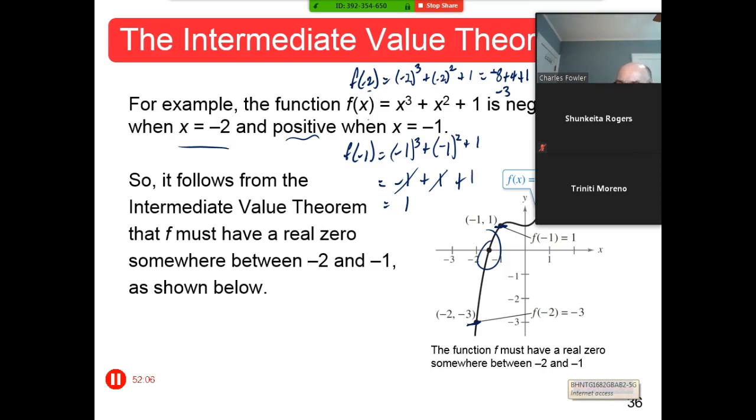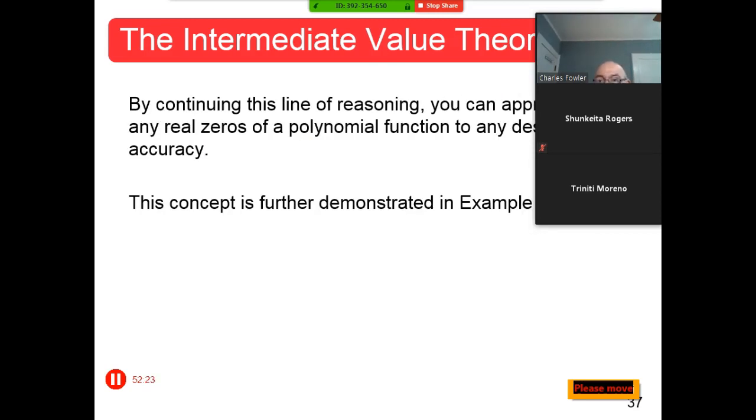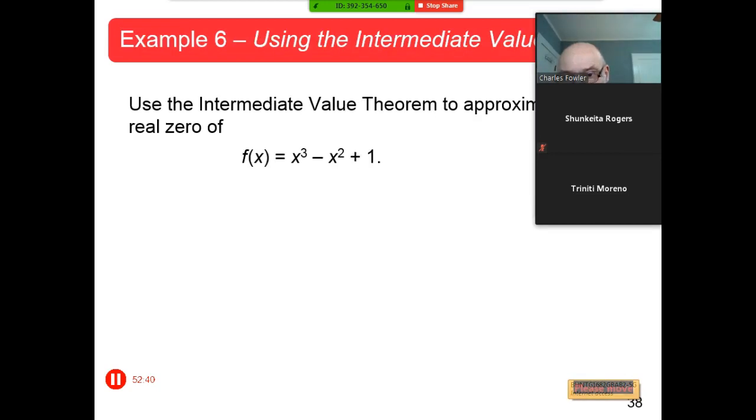And that's going to be the next problem. You know there is a value, a real 0, somewhere in between x equal negative 2 and x equal negative 1. Somewhere in there, there's got to be a 0. And that's what the next example is going to do, is help teach us how to look for it. By continuing this line of reasoning, you can approximate any real zeros of a polynomial function to the desired accuracy, and the concept is demonstrated in example 5 or 6 that we're going to do next.